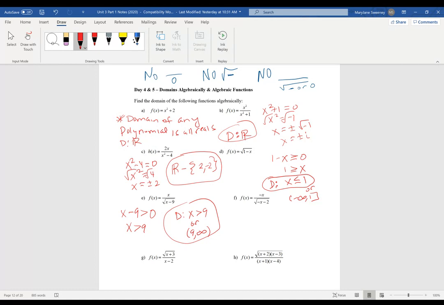Next one's basically the same. You look at the numerator, it's all reals. You take the denominator and just set it greater than 0. And that's again because it's in the denominator. Divide by a -1. Remember with inequalities, when you divide by a negative, you have to flip the inequality. So it would be x is less than -2 or negative infinity to -2.